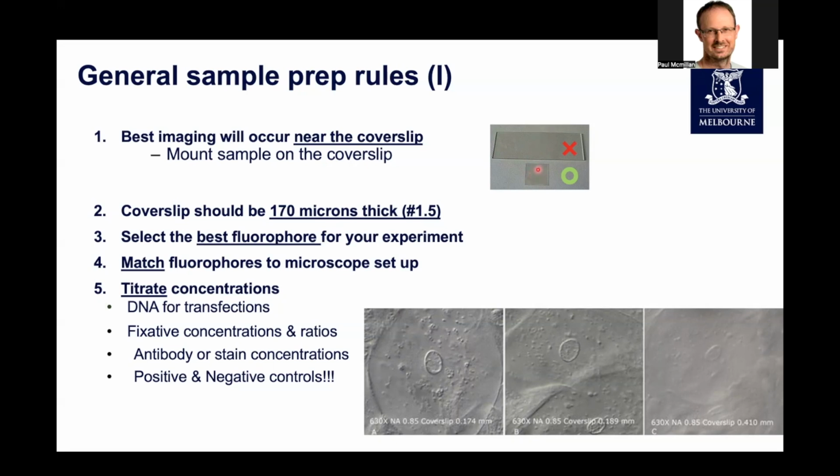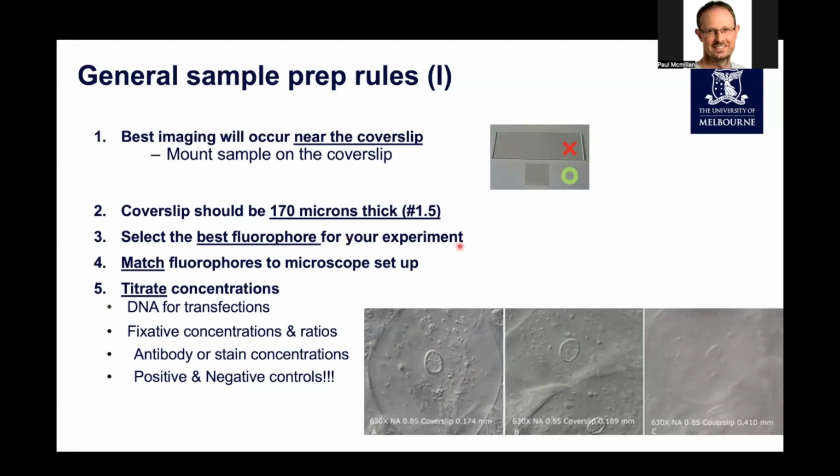This is especially important if you're doing three-dimensional imaging as well. As we covered in the first lecture, your cover slip should be 170 microns thick. That's a number 1.5 cover slip. Again, you can check on the objective you're using if that is the expected thickness that the objective wants.